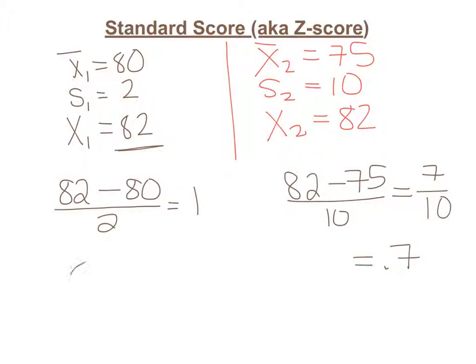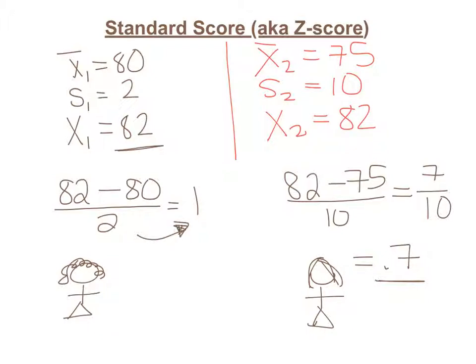So actually, this girl over here did better. She's 1 full standard deviation above the mean, while this person, Sally, over here, was 0.7 standard deviations away from the mean, because this test varied a whole lot more. So this is a way to compare how they are relative to their set. This person, relative to the rest of the kids in her class, is a lot higher to the right than this person, relative to the rest of the students in her class.